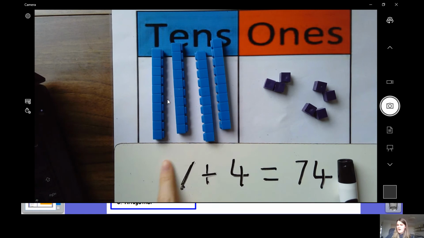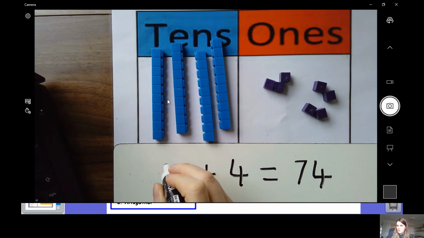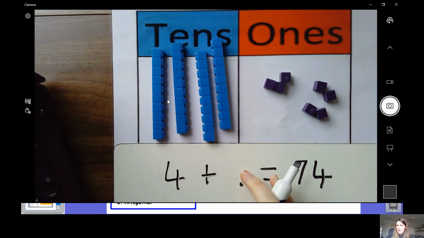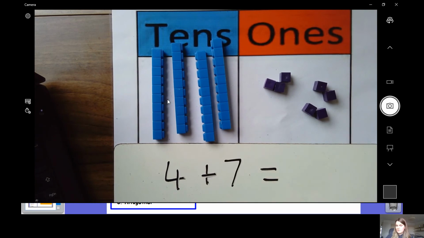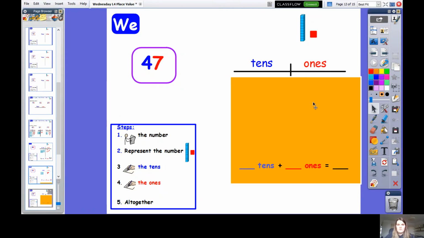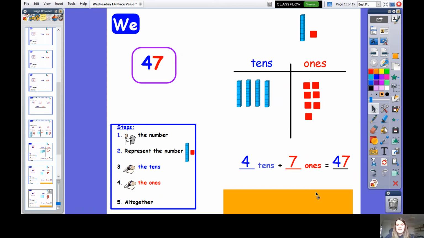So how many tens do I have? 4 tens. Very good. And how many ones do I have? 7 ones. And when we add them together, our 4 tens and our 7 ones, 47. Did you get 47? Good job. I've got you guys helping me. Fantastic. You should have got your 47 by your 4 tens being there, your 7 ones. When we put them together, we get 47.